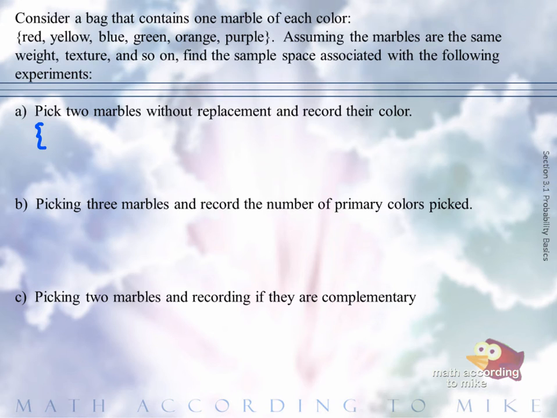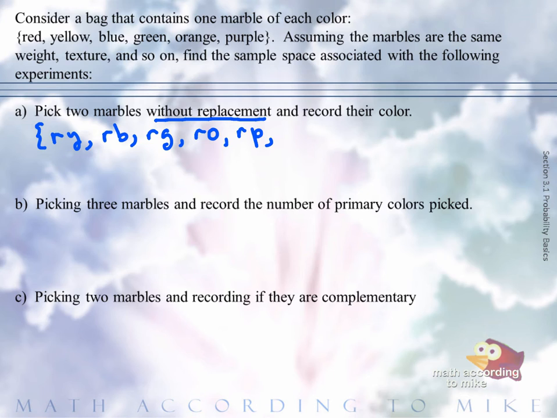We could have red, yellow. We could have red, blue, red, green, red, orange, red, purple. Notice what we can't have is red, red, because it says without replacement. Well, that exhausts all the reds being first. Also, don't be confused that there's a red, yellow outcome and a red, blue outcome, because remember, a sample space is a listing of what could happen.